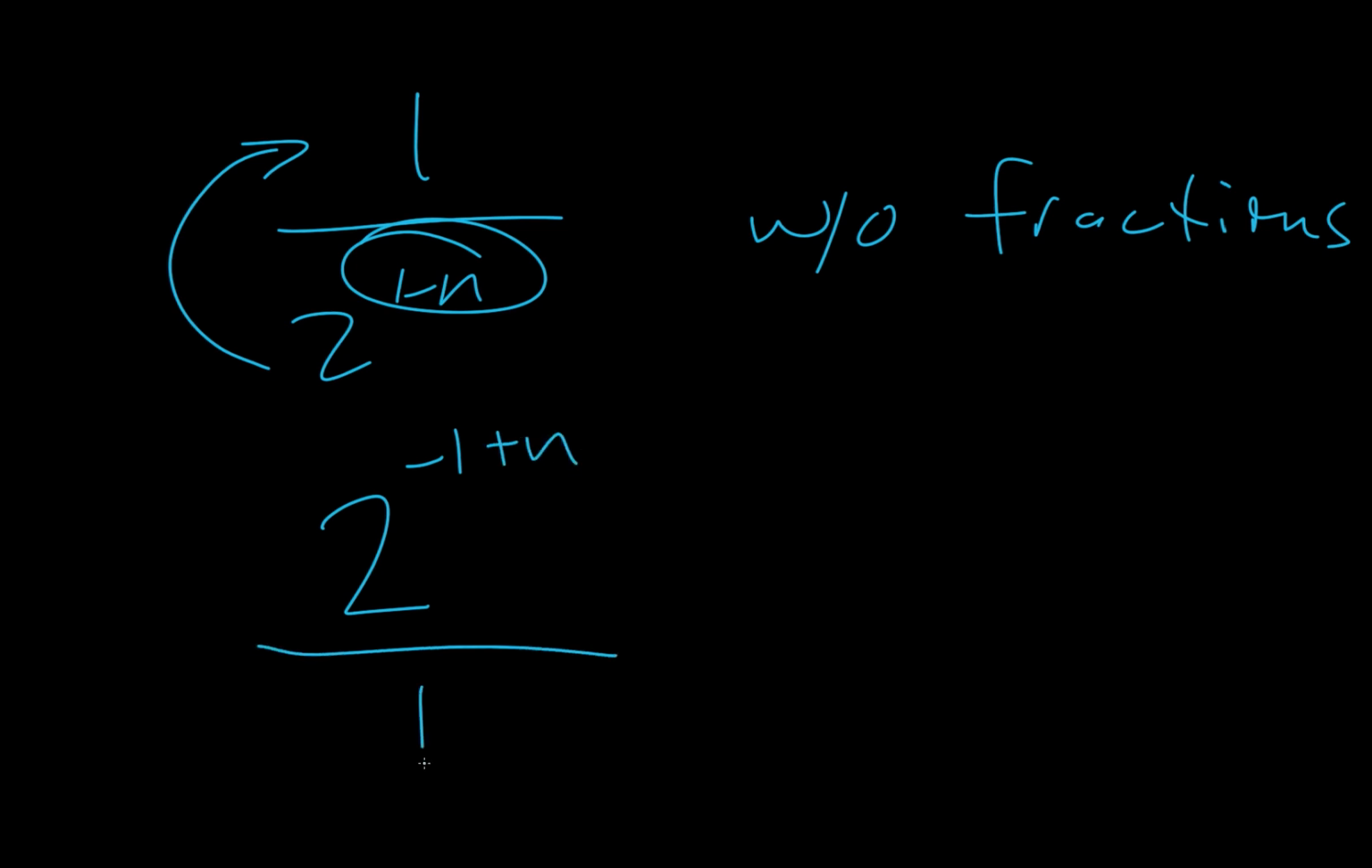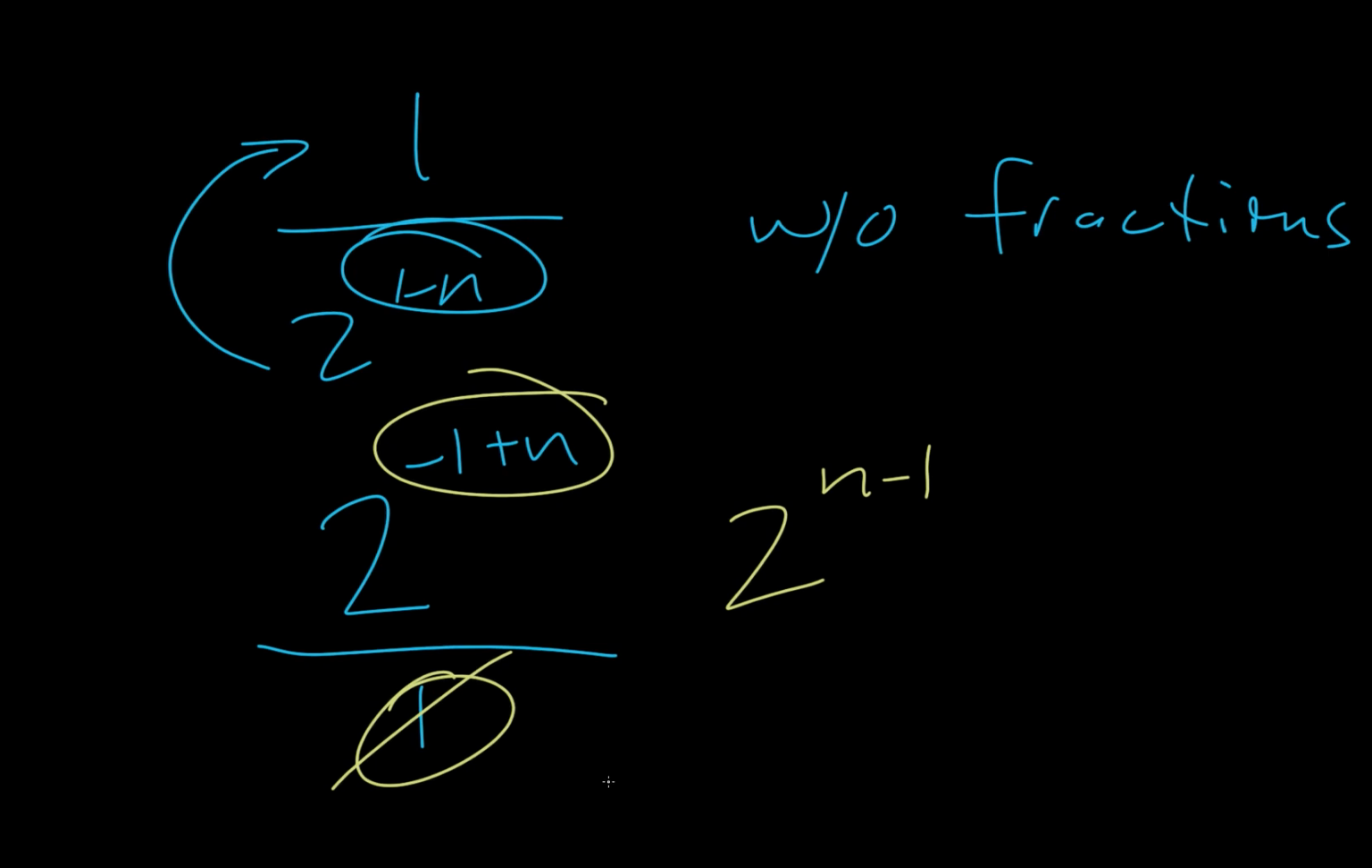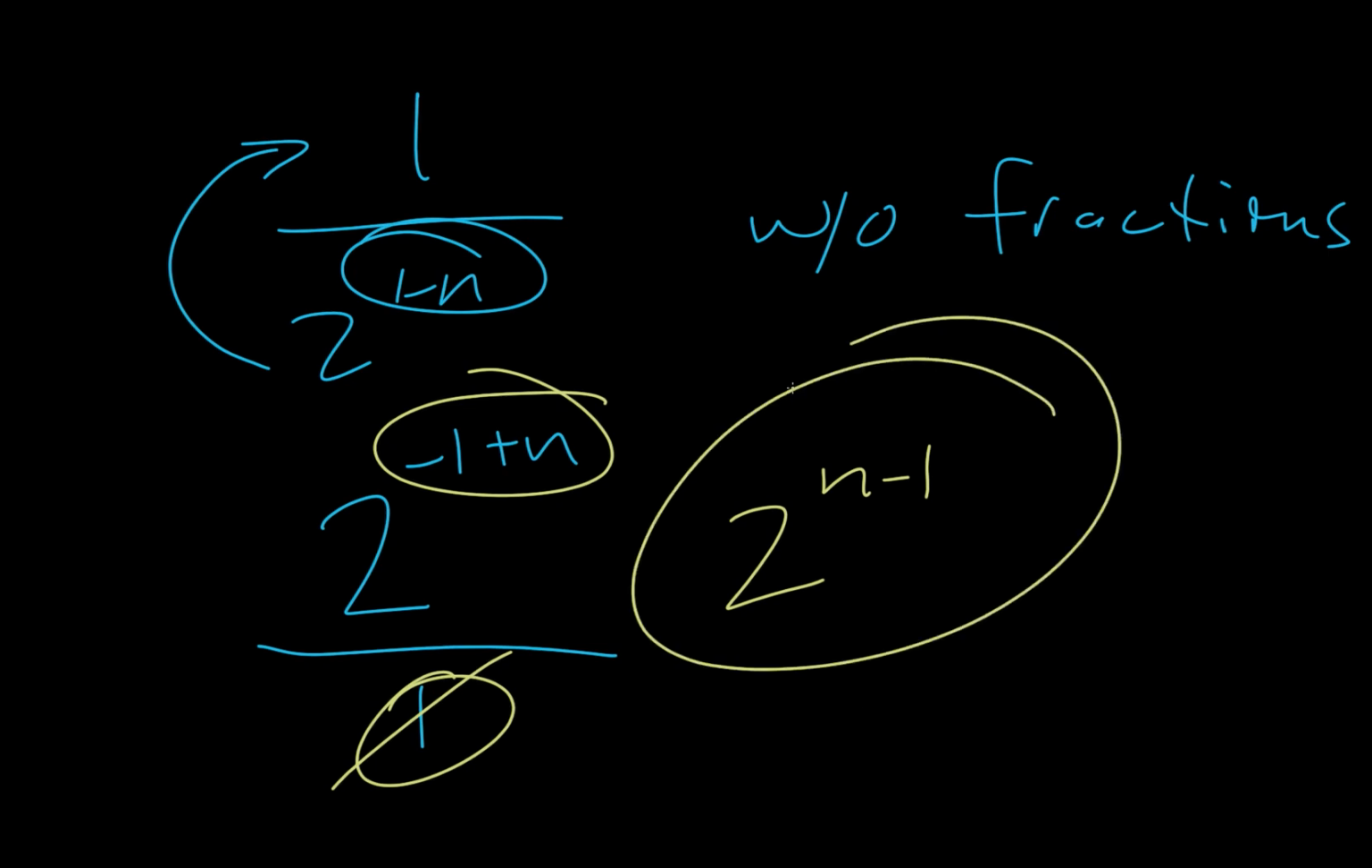So I technically still have this 1 down here. But to make this look a little bit nicer, I'm going to write it as n minus 1, and I'm going to drop this 1 right here because it's redundant. Okay, so that is example 19. And then we have one more example, example 20.